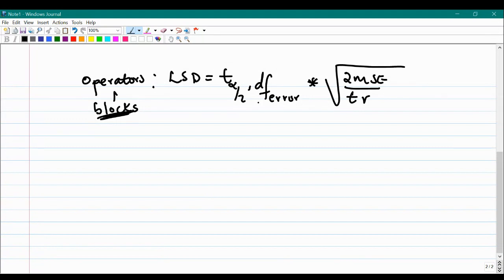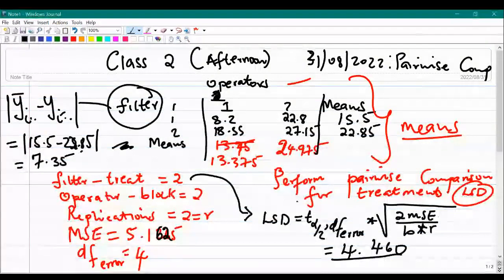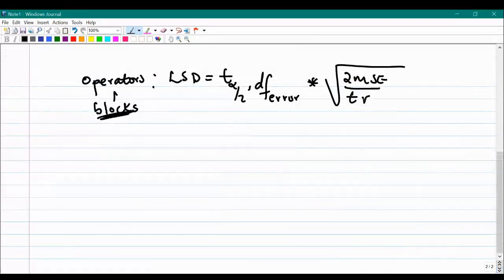The first one, if you check, relate the two. Our focus was on the treatment, isn't it? We divided by BR. Now the focus is on the block, so we divide by TR. So you use that formula there.